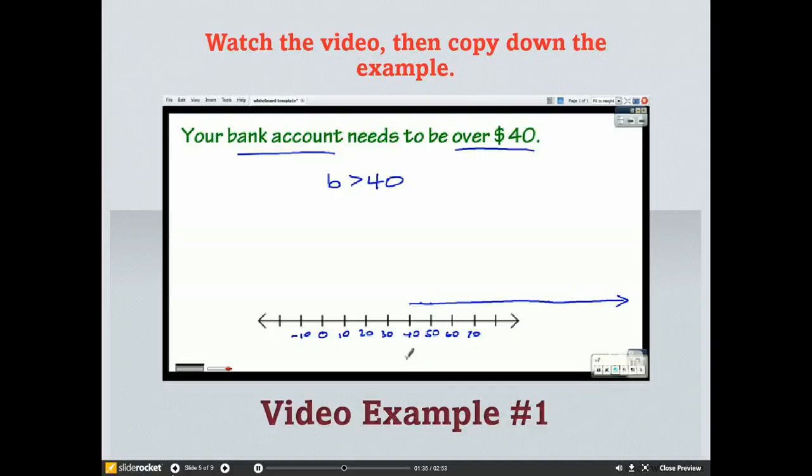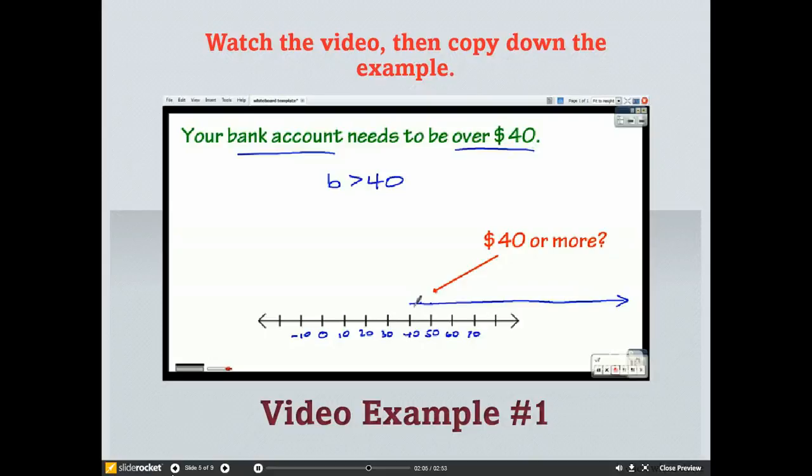But then we have a little problem here, because even though we know where this graph came from, what if we showed this graph to somebody else? They might misinterpret this graph as $40 or more, because to them this graph starts at 40 and goes up, even though we know we want this graph to start at $40.01 and go up. So how do we make that distinction between something that starts at 40 and goes up, or starts just above 40 but doesn't include 40?